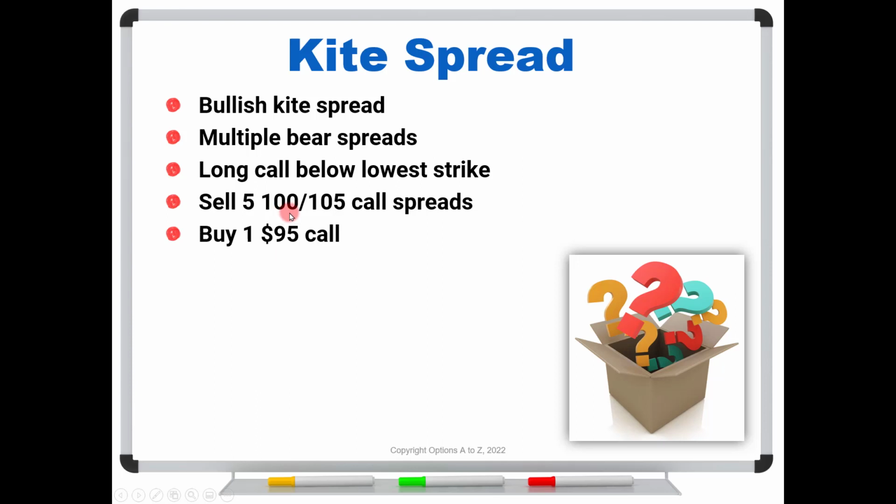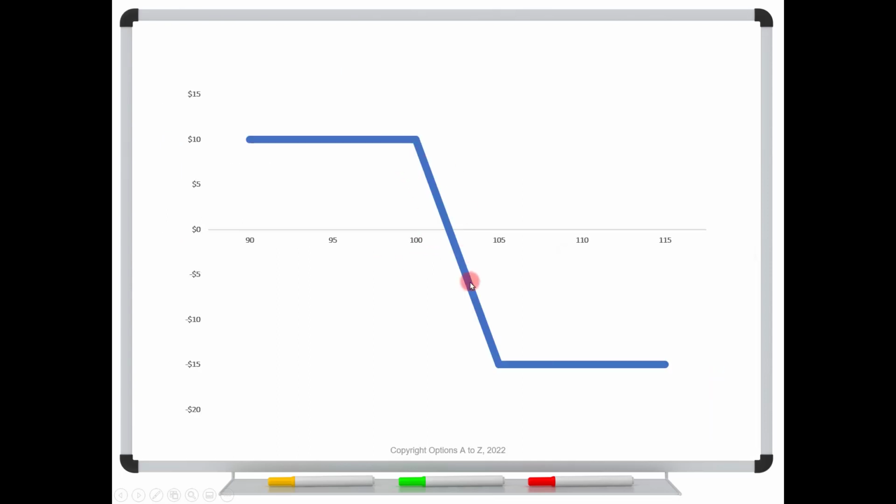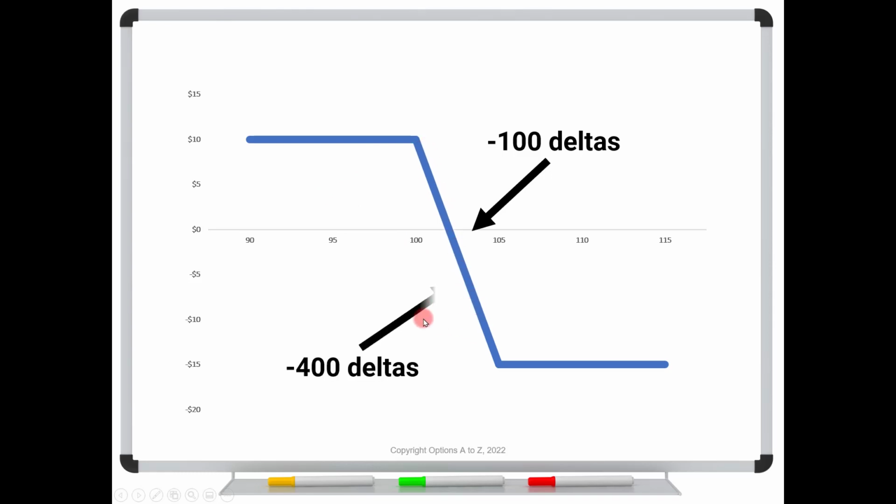So to see what's happening, let's break it down. Let's take a look at just the bear spread first. This is the 100-105 bear spread. As always, we get our bends right here. Now, if we just did the spread one time, this would give us negative 100 deltas between these strikes. That's the same as being short 100 shares. However, let's say that we did this spread 4 times. Then this little line right here would actually be minus 400 deltas.